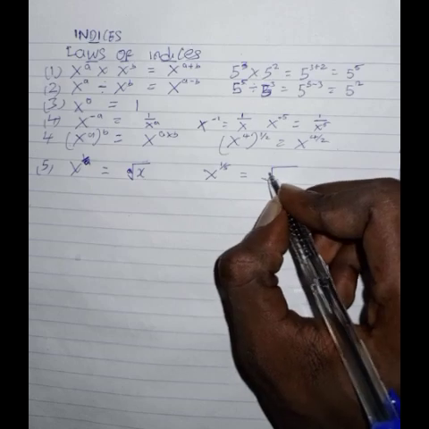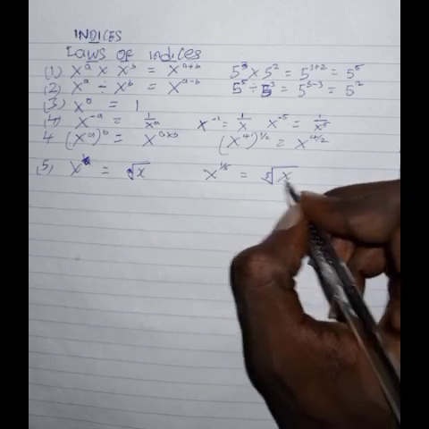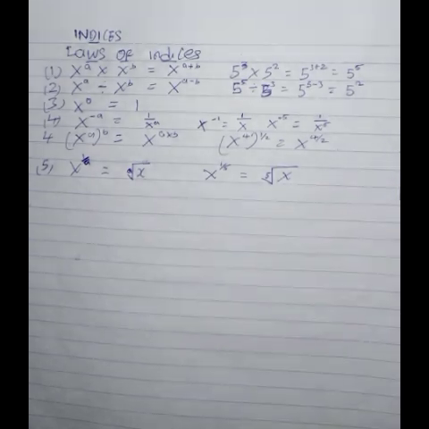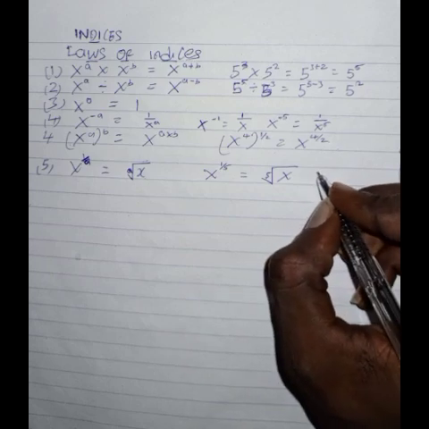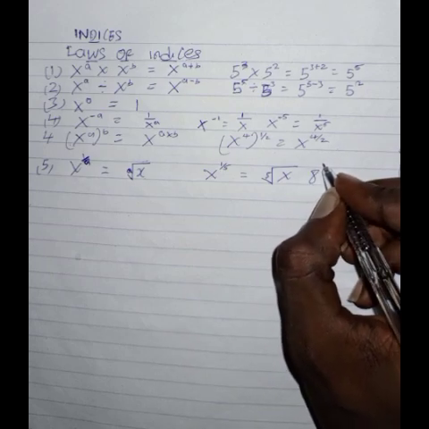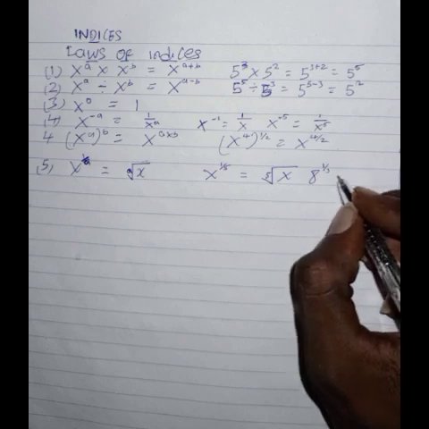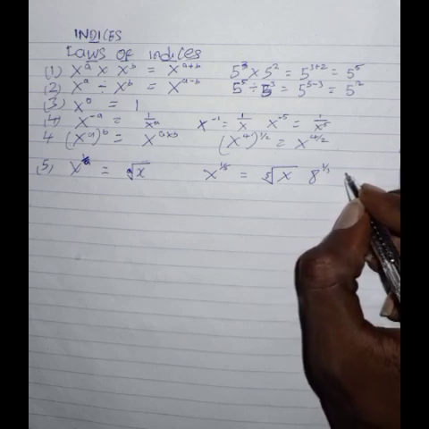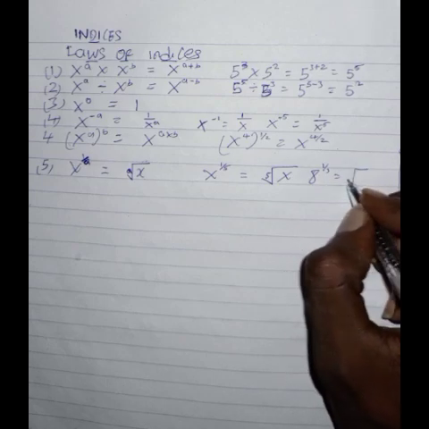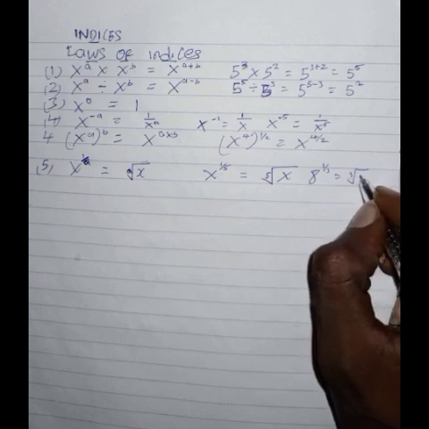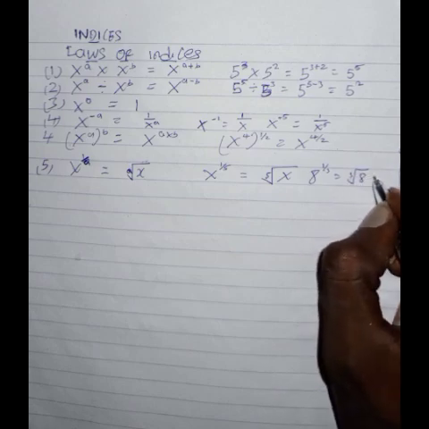So I have the fifth root of x. Whatever value I have here, the fifth root of x. What if I have 8 raised to the power of 1 over 3? What this is simply saying is the third root of 8.